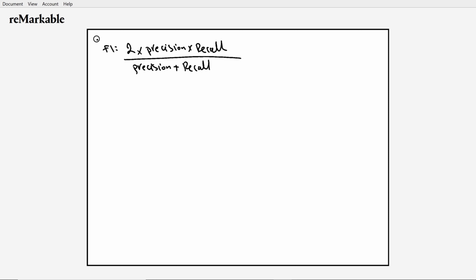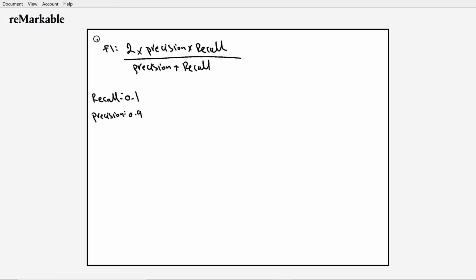So the question you might be asking is, why do we use this equation? Why not just combine precision and recall using the arithmetic mean, the regular mean? I'll try to give you an intuitive answer to that question by showing you an example. Imagine you have a model and the recall for your model is 0.1 and the precision for your model is 0.9.